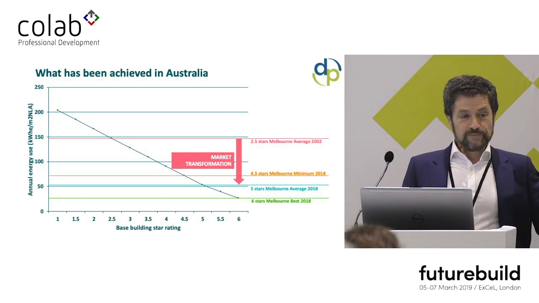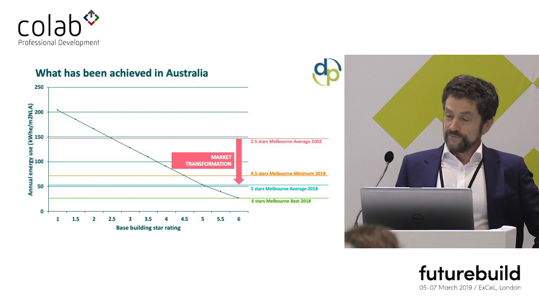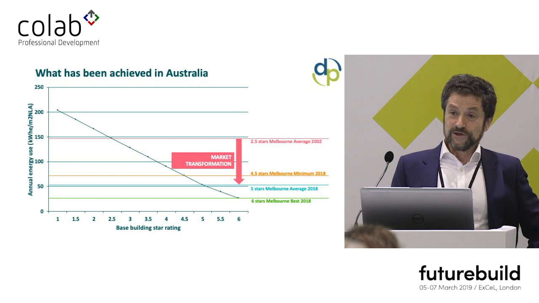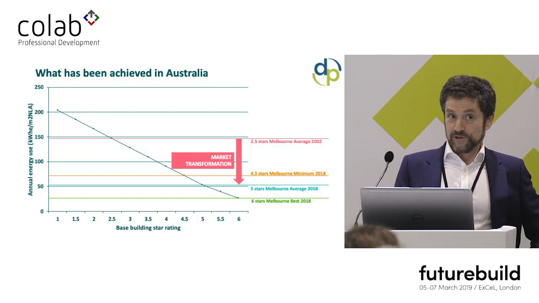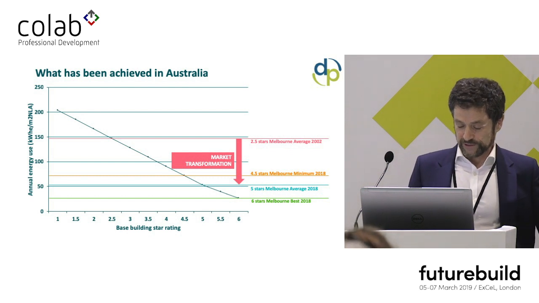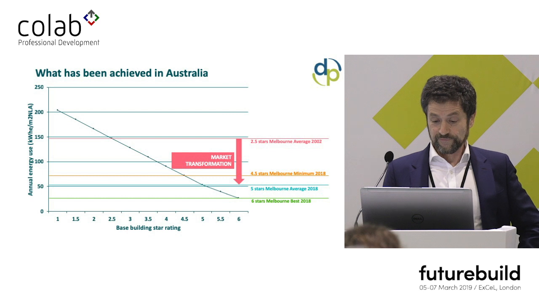Now, I'm going to talk about Melbourne. You'll see Melbourne there, because the climate there is as close as we can get to London. It's not the same, but it's similar. It's a lot hotter in summer. It's not so cold in winter. It's close enough. So 2.5 stars in 2002.